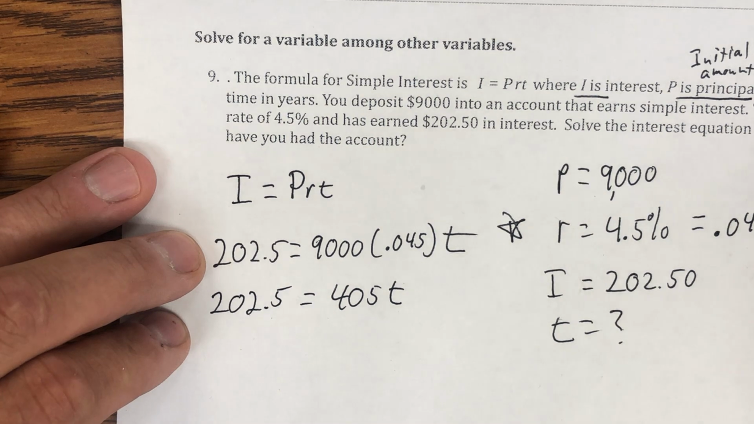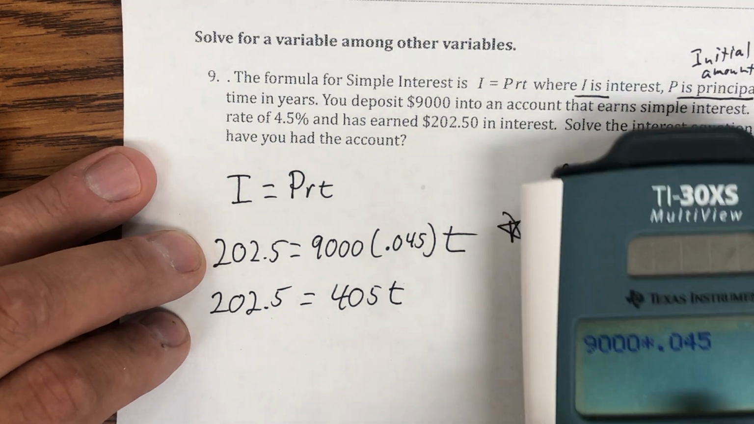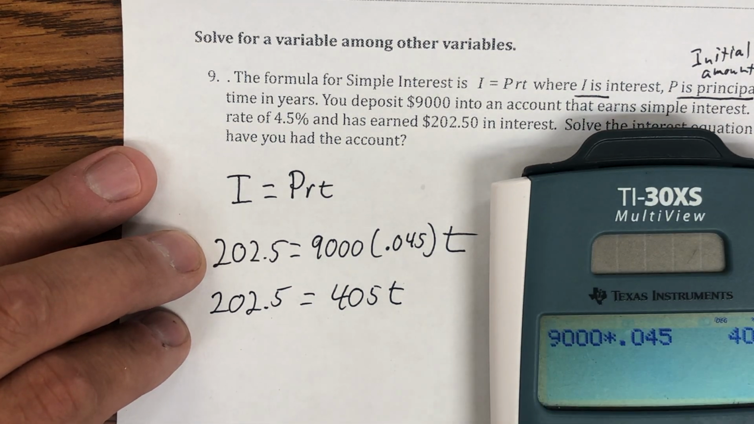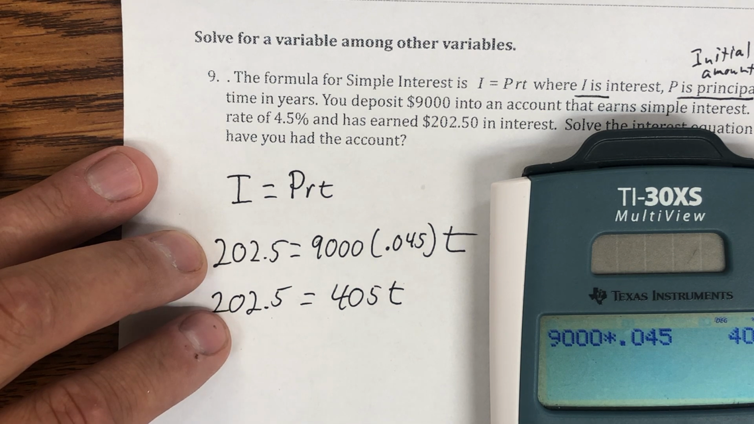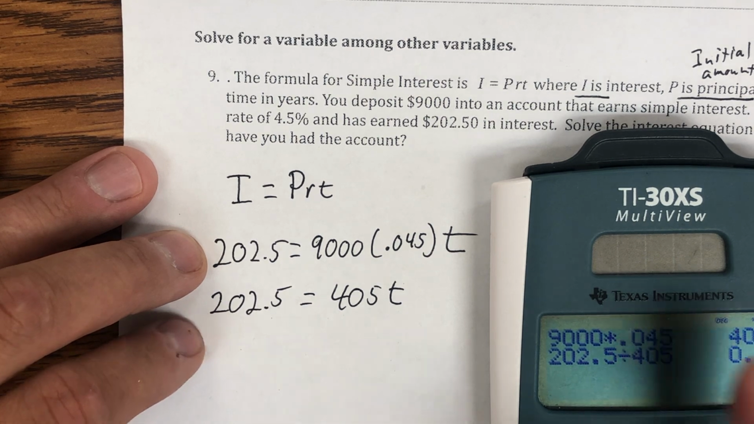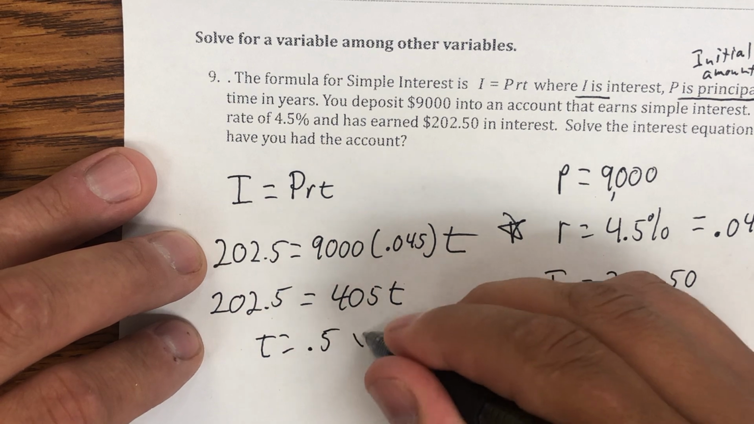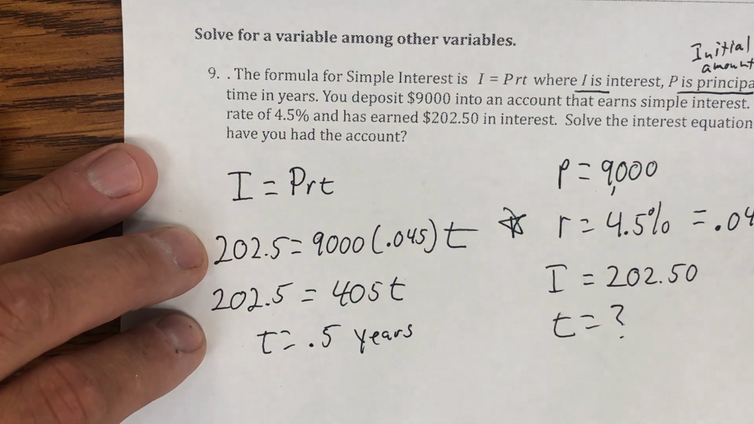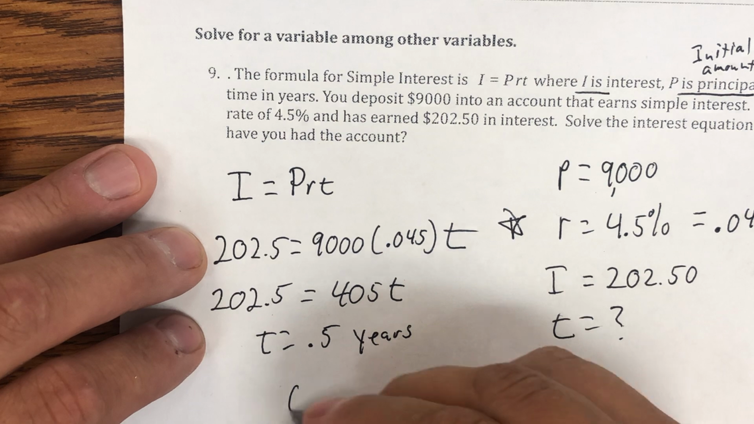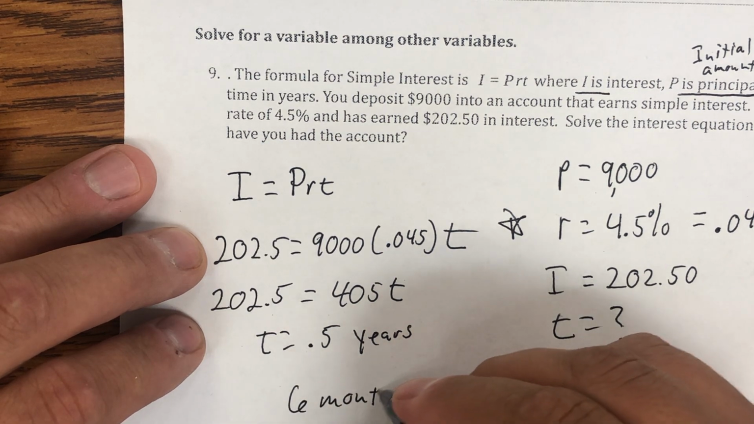202.5. And now from here, I am then going to take 202.5 divided by 405, and I get 0.5. So T is equal to 0.5 years. And in time, 0.5 years is 6 months.